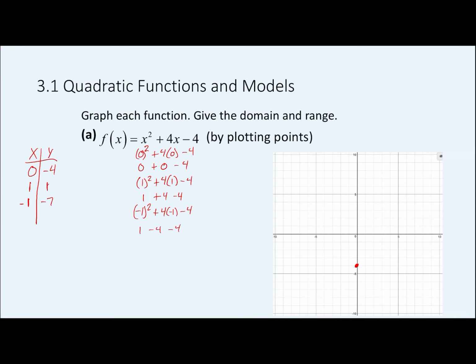Now, if that gives us the curve, great. If it doesn't give us the curve, then we're going to need more points. Okay, so let's plot each of these and see what happens. So 0, negative 4 says we're not going to go right or left any, but we're going to go down 4. And so on our graph, that's going to be this point. Our next ordered pair is 1, 1. We're going to go right 1 and up 1. And then our next ordered pair is negative 1, negative 7. So if we go left 1 and down 7, we're going to be at that point.